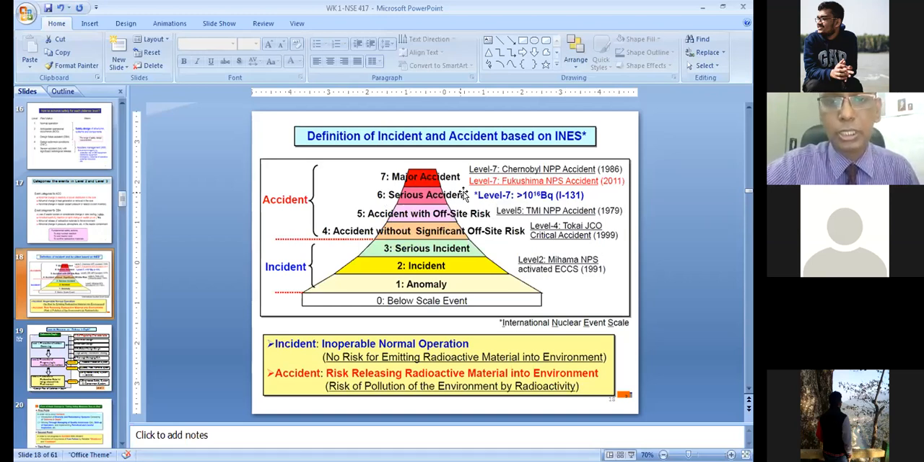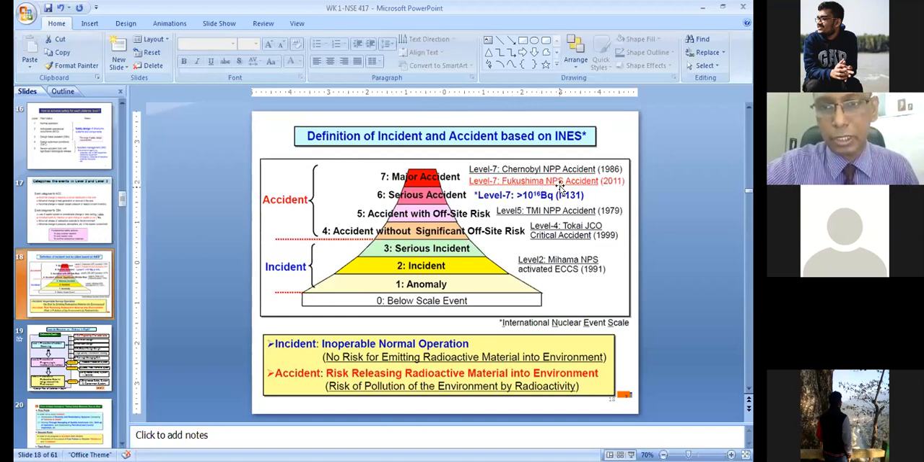Number 6 is a serious accident. So it is going to be a very high level of accident. It means radioactivity release, the reactor core meltdown, and then the reactor containment bursts. Because of that, the environment is affected. So the radioactivity released was very high. You see here, and finally the major accident, that is called scale 7.